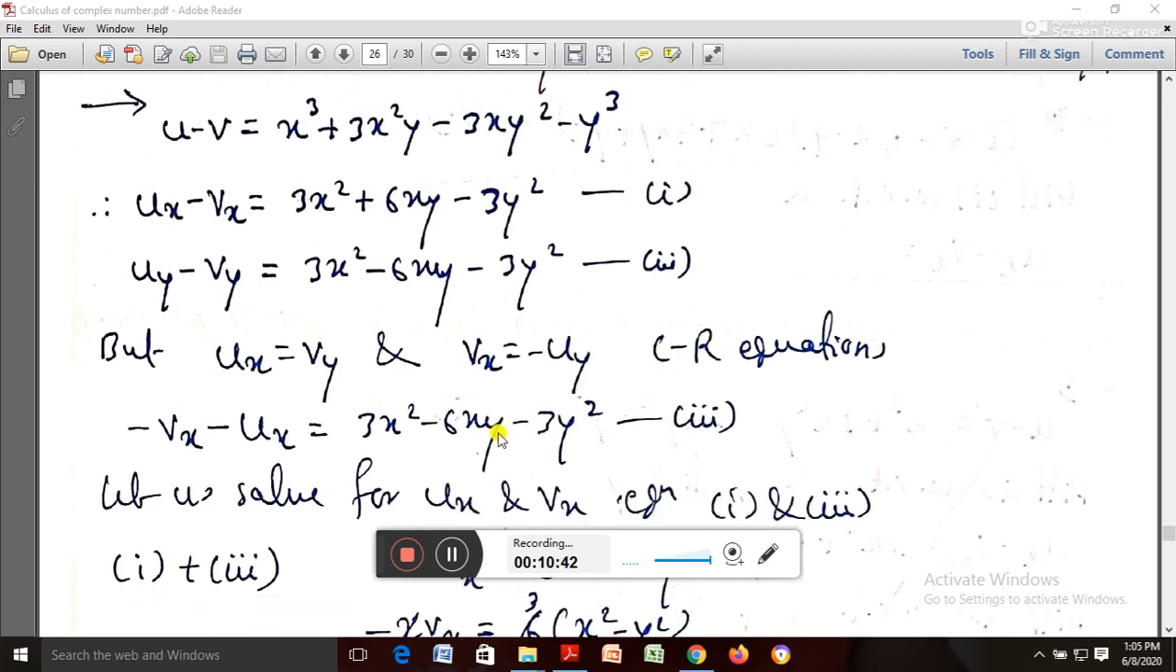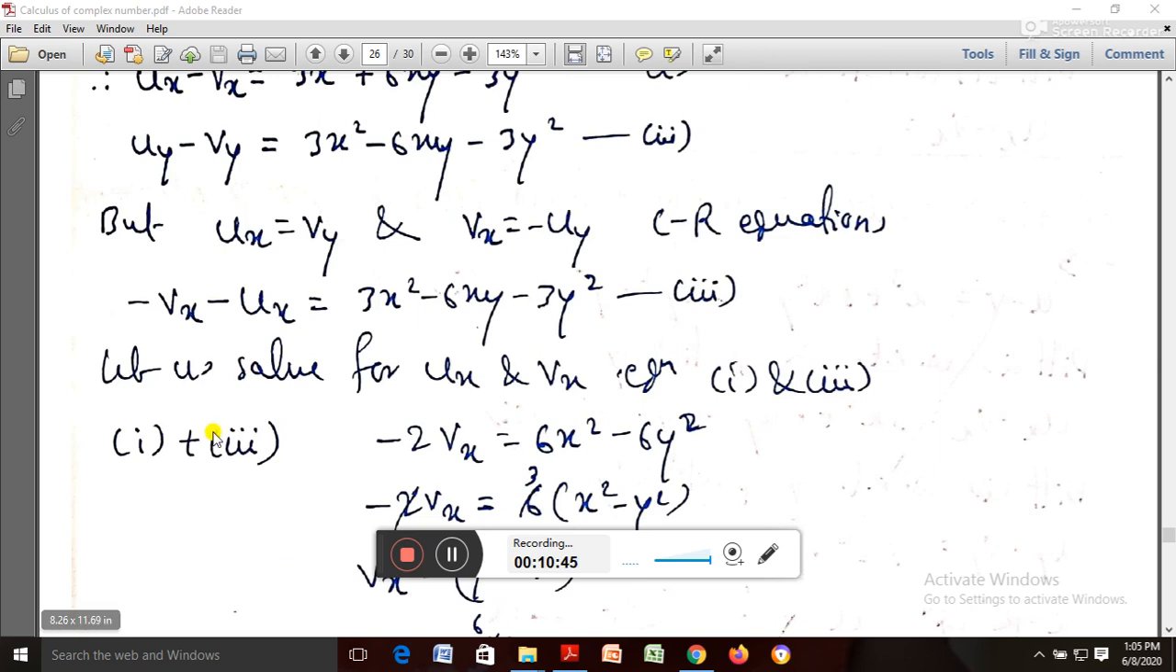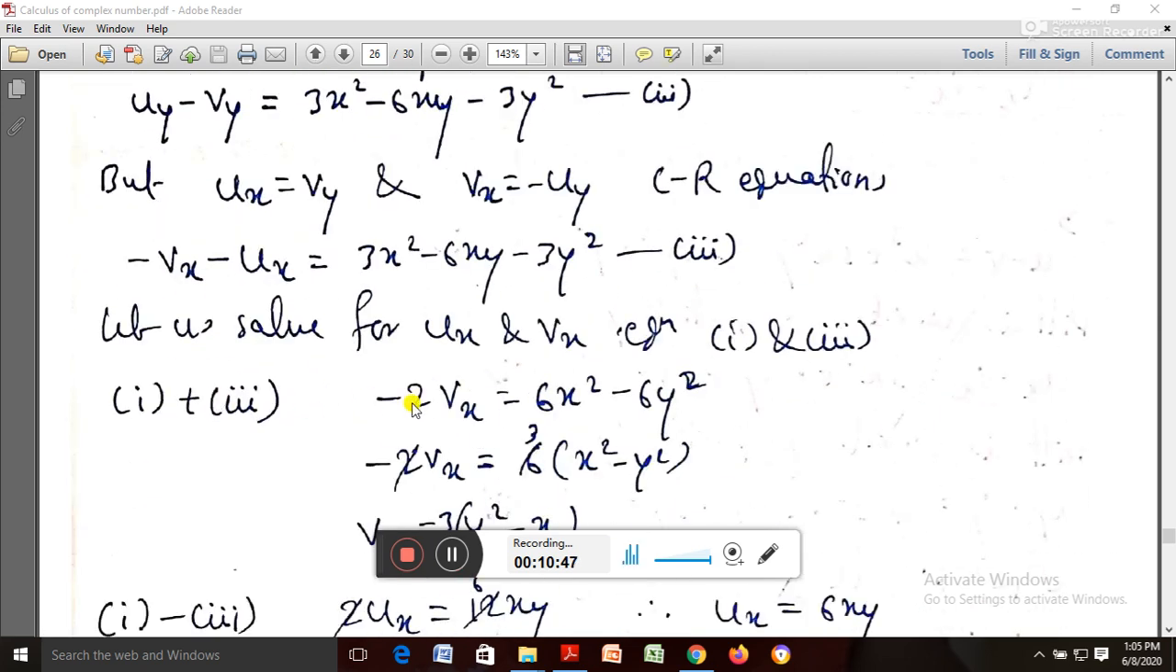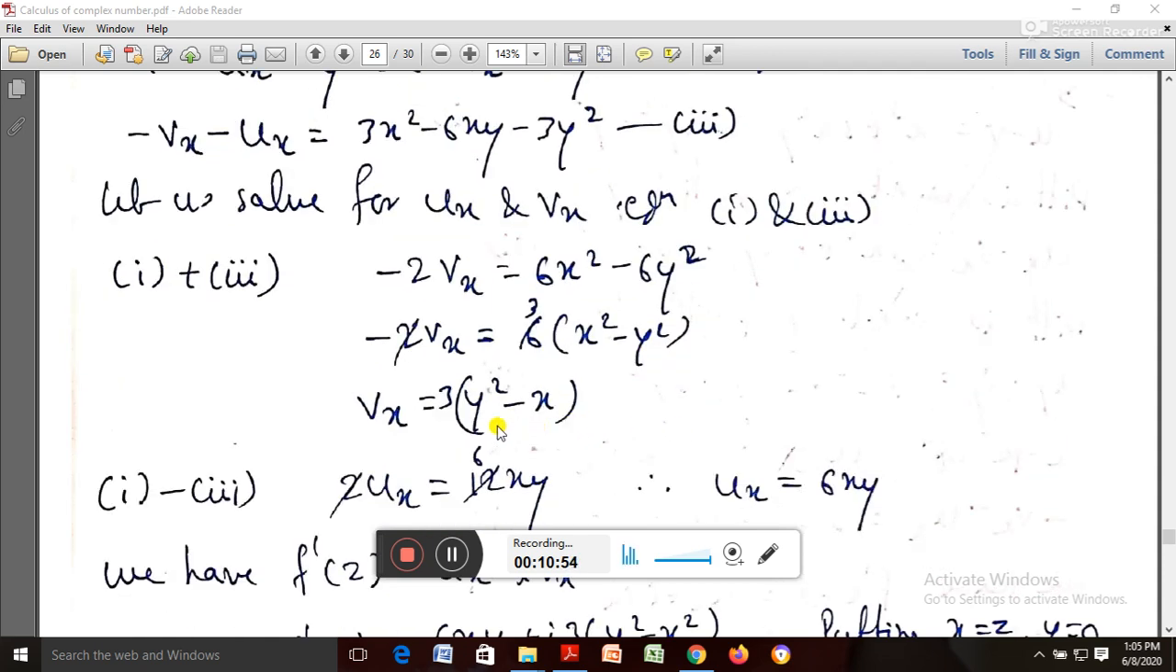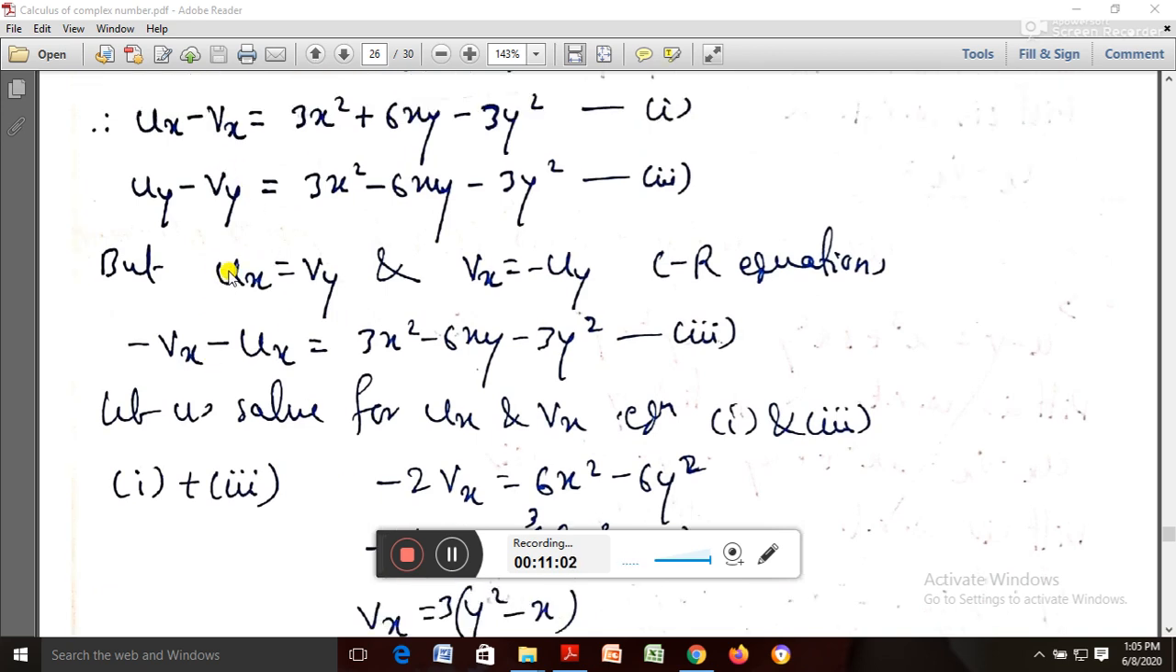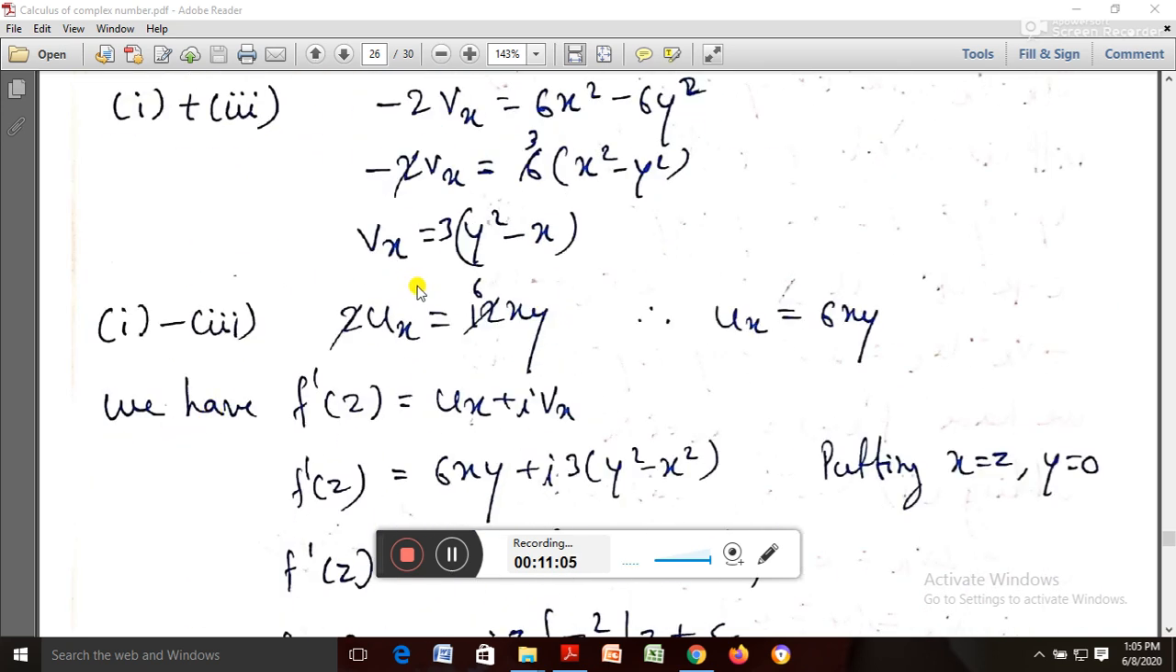Then adding equation numbers 1 and 3, we get minus 2vx is equal to 6x squared minus 6y squared, or vx is equal to 3 times (y squared minus x squared). Subtracting 1 minus 3, we get 2ux is equal to 12xy. Therefore ux is equal to 6xy. So ux is known, vx is known. Then put in the formula f dash of z is equal to ux plus i vx. So f dash of z is equal to 6xy plus i times (3(y squared minus x squared)).